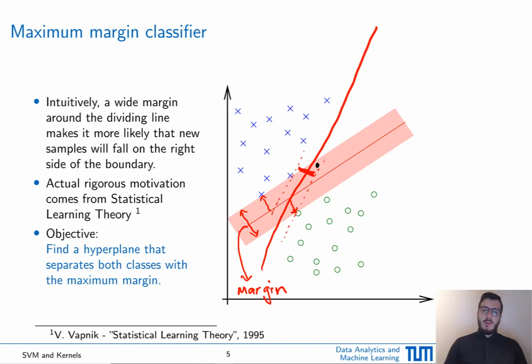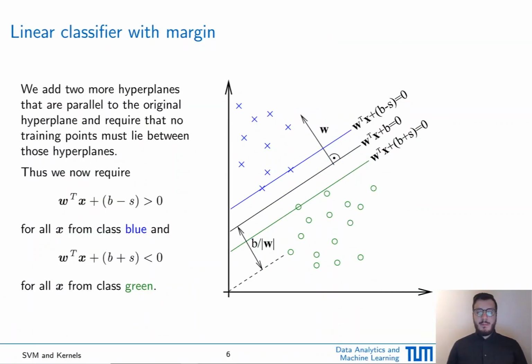Okay, so how do we actually compute this value? How do we compute the size of the margin? Well, the first thing we do is we start with our hyperplane, and then we form two other hyperplanes which are parallel to it. Remember that the bias term simply moves the hyperplane up and down. So then if we add an offset to the bias here with minus s and plus s, we will directly obtain these two hyperplanes which are parallel to the one that we start with.